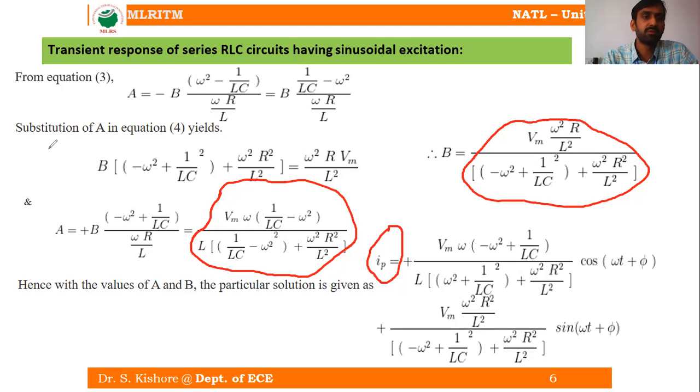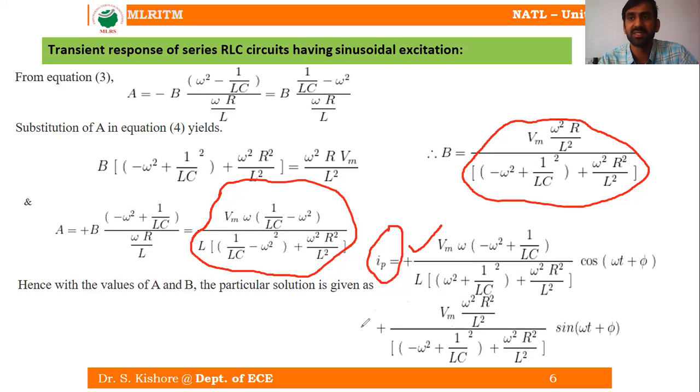So we came across equations 3 and 4 by comparing the sine and cosine terms. From those equations, we calculated the values of A and B, and substituting them in our original particular function, IP is equal to A cos(omega t plus phi) plus B sin(omega t plus phi), we came across this equation. So this is our final particular function.